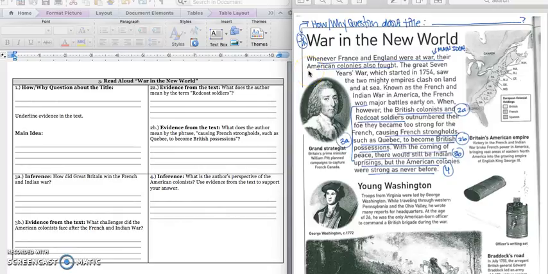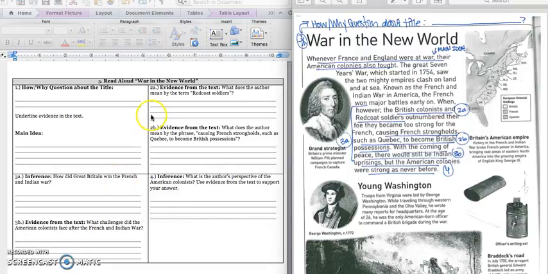So we'll stop right there. It says, how did war in the New World affect the American colonists in North America? And our text tells us that the American colonists had to fight in the war. So we would underline this first sentence, and for our main idea in box 1, we would write, the war in the New World affected the American colonists because they had to participate and fight. Press pause to write down your answer and play when you're ready for box 2.